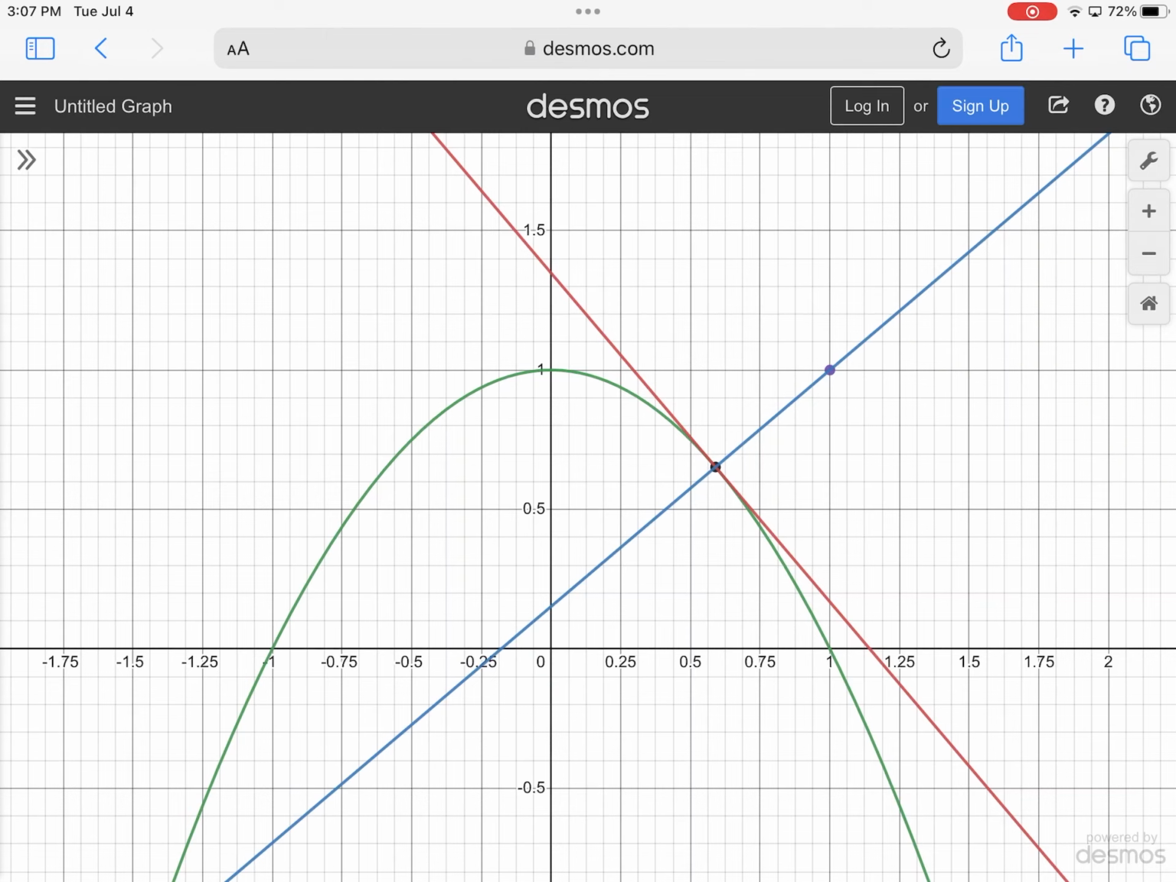So that's how we can minimize that distance. And again, the key is to come up with a function that you want to either minimize or maximize.